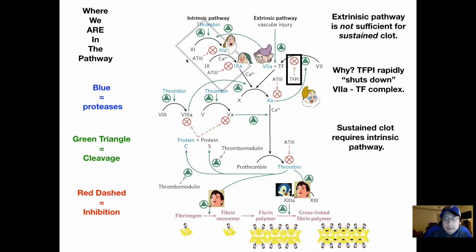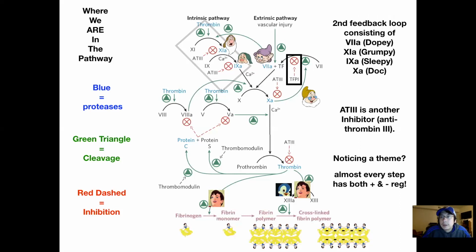It's interesting that one of them doesn't require calcium. I don't know. All components of the intrinsic are in blood. Sorry, I didn't correlate that with what I was saying. So this second feedback loop, you can see, consists of, it's not just the intrinsic, it's the intrinsic feeding back into the extrinsic, which then feeds back into the intrinsic. So here we got Dopey, 7A, activating what?